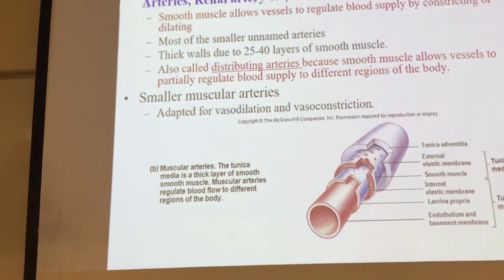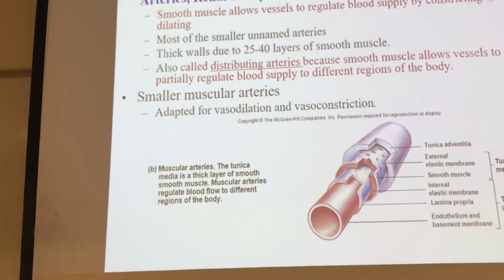They allow vessels to regulate blood supply by constricting or dilating those regions. So when we are working out, we want more blood flow to the legs. What happens? The celiac trunk, the superior and inferior mesenteric arteries that go to our GI tract, and the renal arteries all slightly vasoconstrict. As they vasoconstrict, there's less blood flow going to those organs. The blood vessels that go to your leg muscles dilate, and as they dilate, we can bring more blood to those skeletal muscles.